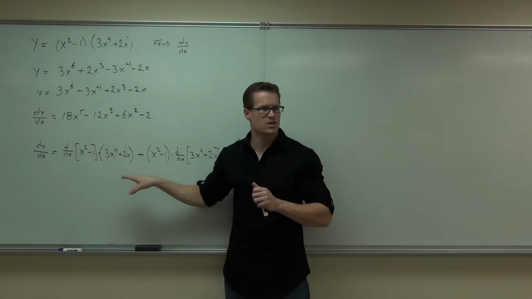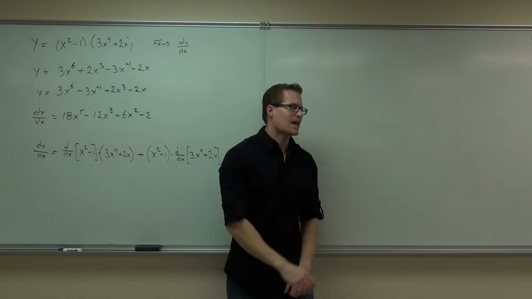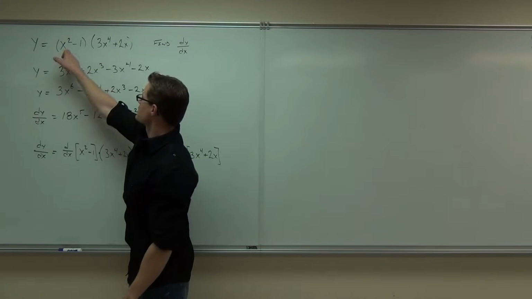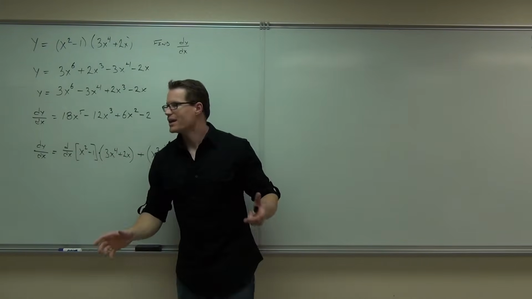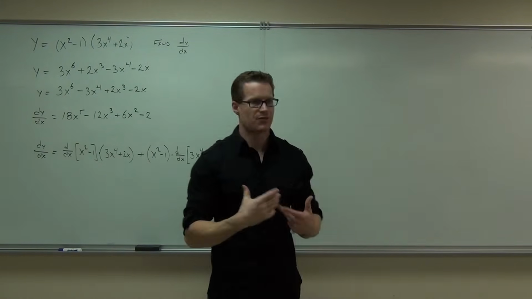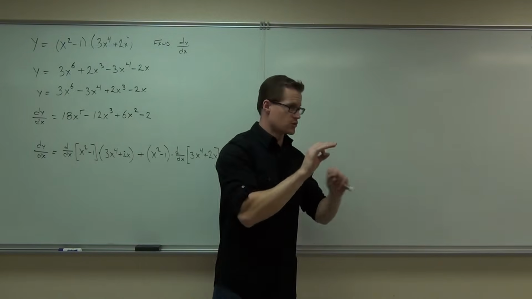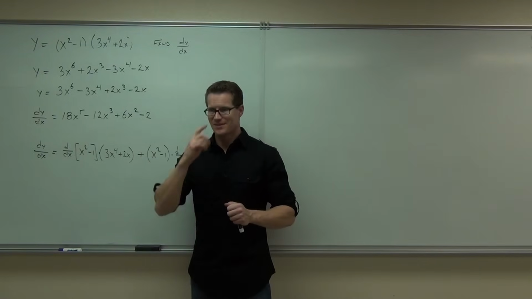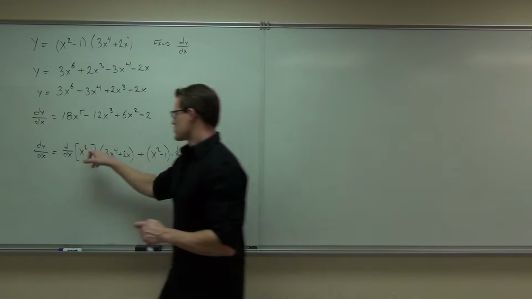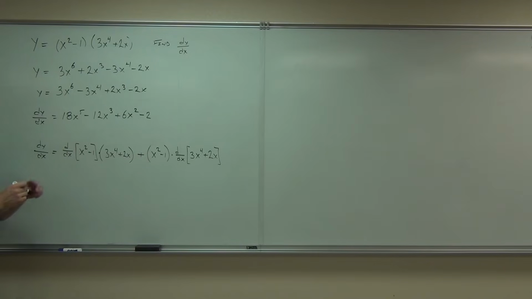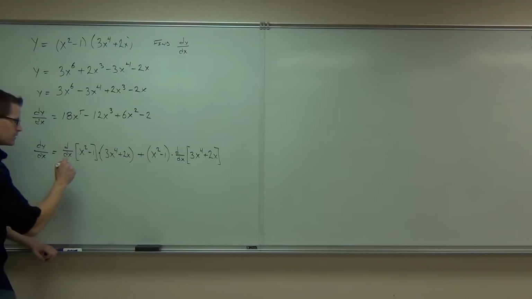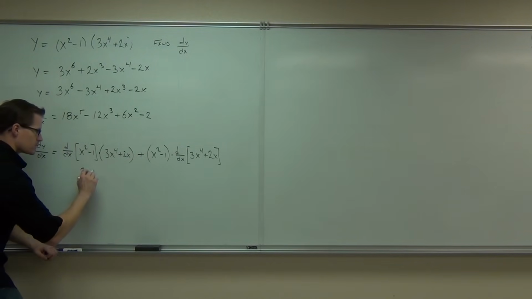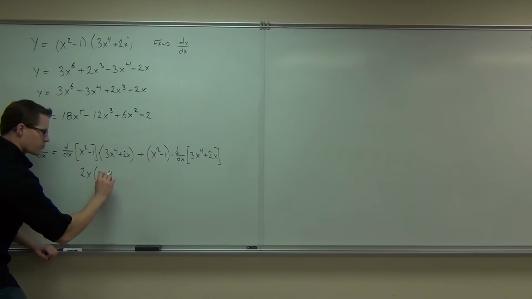Are you guys okay on how this is coming about? Again, we can't just take the derivative of this and this and this and this. That doesn't work. Anytime we have a product there, we have to use the product rule, or we have to distribute and do it term by term. So far, so good? Can y'all tell me what's the derivative of x squared minus 1? What are we going to get out of that? 2x. So this will be our 2x times 3x to the 4th plus 2x.